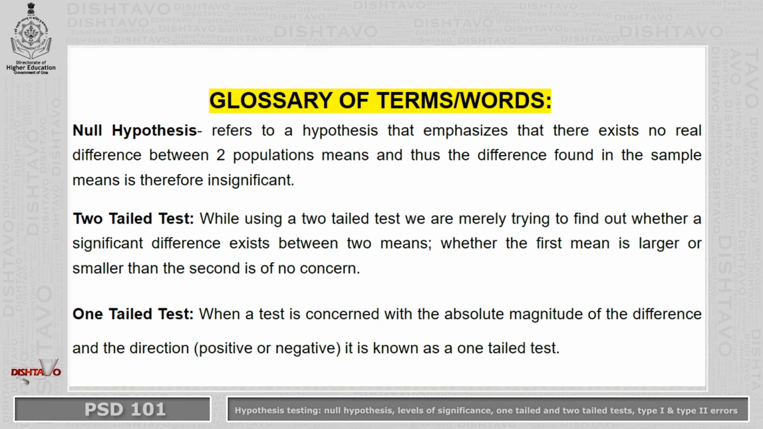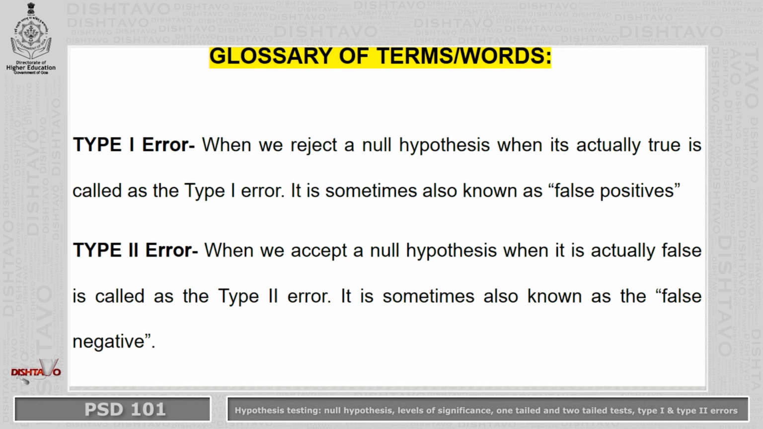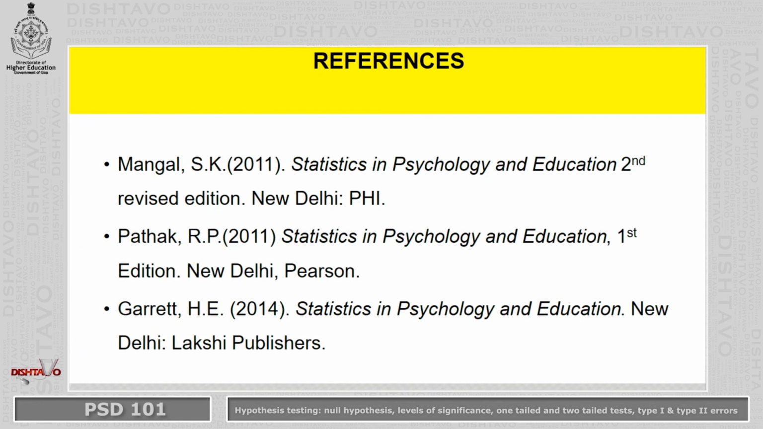So these are the terms, in summary, that we have learned today. We have learned what is a null hypothesis, a two-tailed test, a one-tailed test, type 1 error and type 2 error. For your reference, Mangal is the main book, followed by Pathak and Garrett.